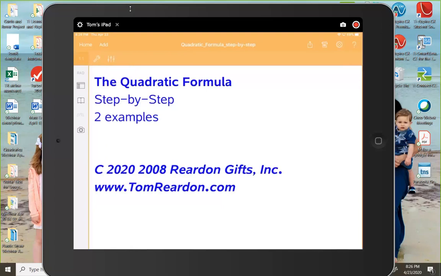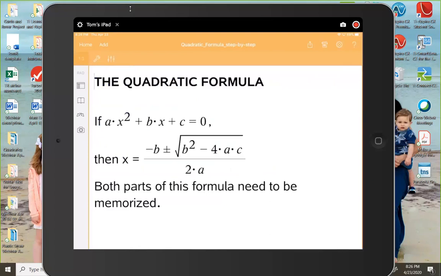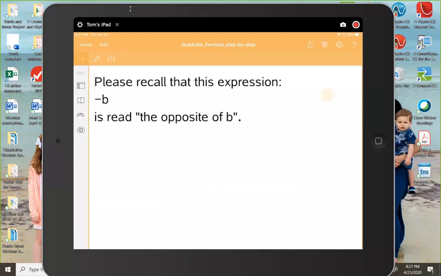And so I'll say the quadratic formula is used to solve any quadratic equation, but especially when it can't be factored. And here's the quadratic formula, and I make sure my students realize the quadratic formula has two parts. That if part is just as important as the then part, because if you don't have a times x squared plus b times x plus c set equal to 0, then you can't use the quadratic formula. It must be in that standard form. And then if it is, you can find x in those two different parts. I also like to make sure that they think of that as the opposite of b.